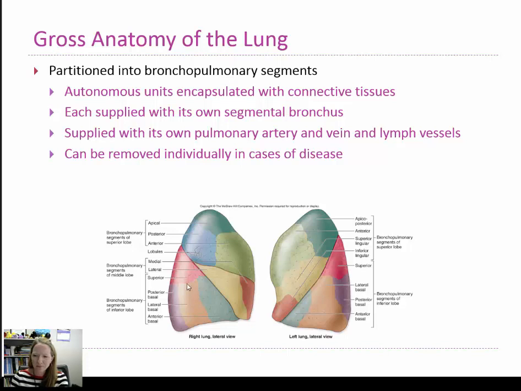So the right is going to have more than the left, because the right is going to be bigger. The right side is going to have 10 bronchopulmonary segments, and the left is going to have anywhere from 8 to 10, really just depending on what happens in development.